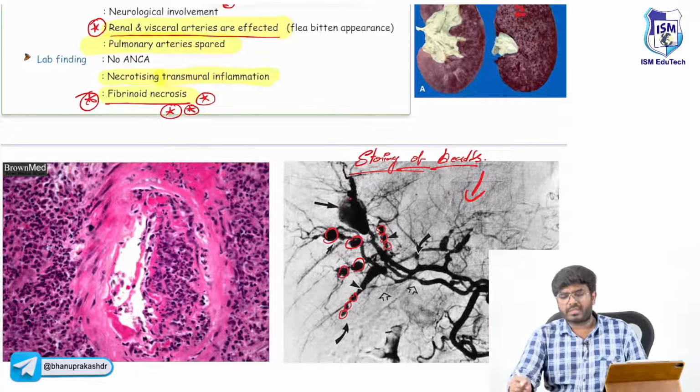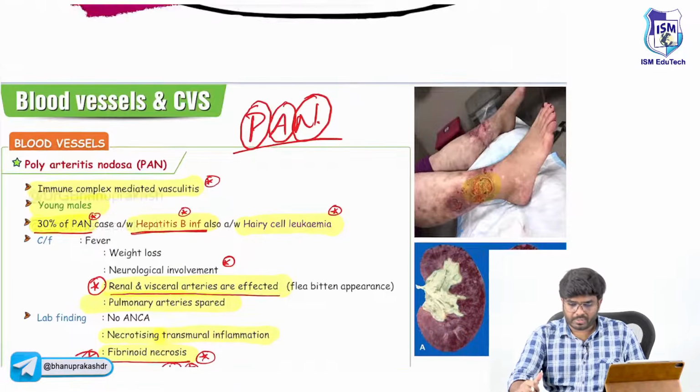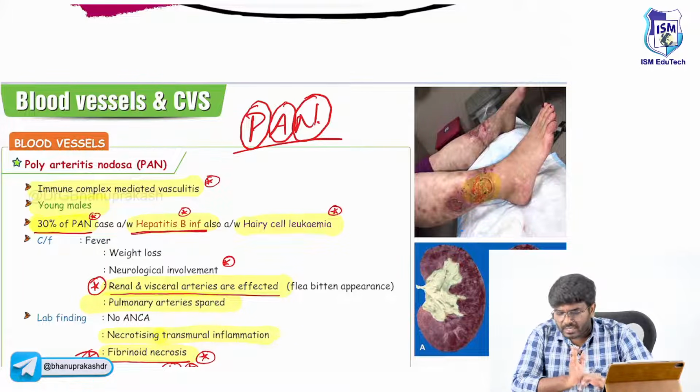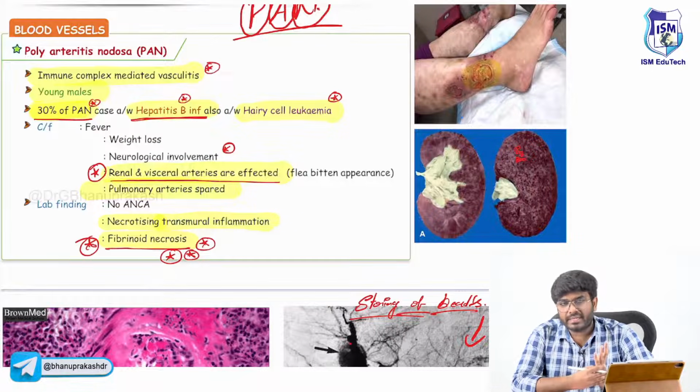Okay, string of beads appearance. Renal arteries are going to be most commonly affected. Now, in your exams, especially in the FMG exams, they can ask you, sir, flea-bitten kidneys are associated with which conditions? Now you know, sir, flea-bitten kidneys are seen in which type of vasculitis? It's seen in polyarteritis nodosa, medium vessel vasculitis.